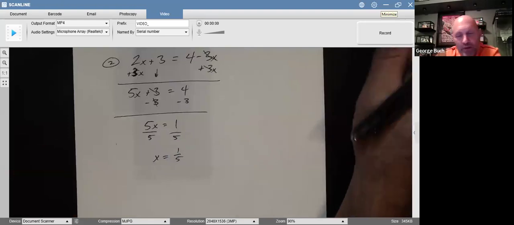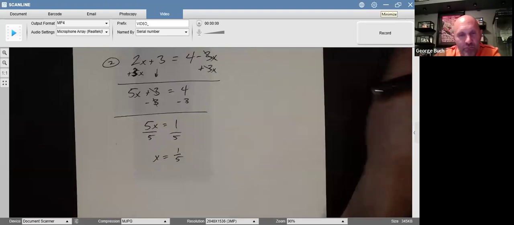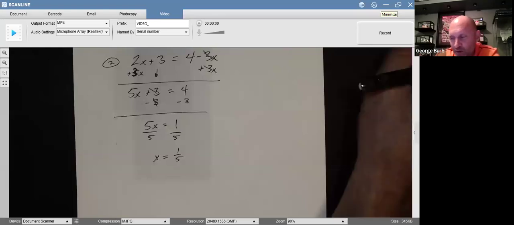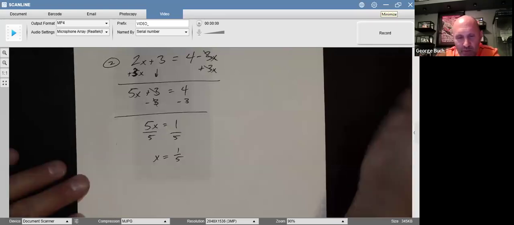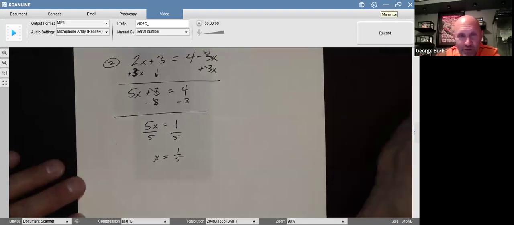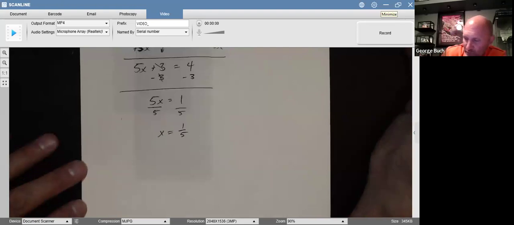You might get a decimal. You might get some really odd looking numbers, but that's okay. In real life, very rarely does it work out to nice answers like the negative 3 we had in the first problem. If you get a fraction, it doesn't mean it's wrong. It just means that we got a fraction as an answer.